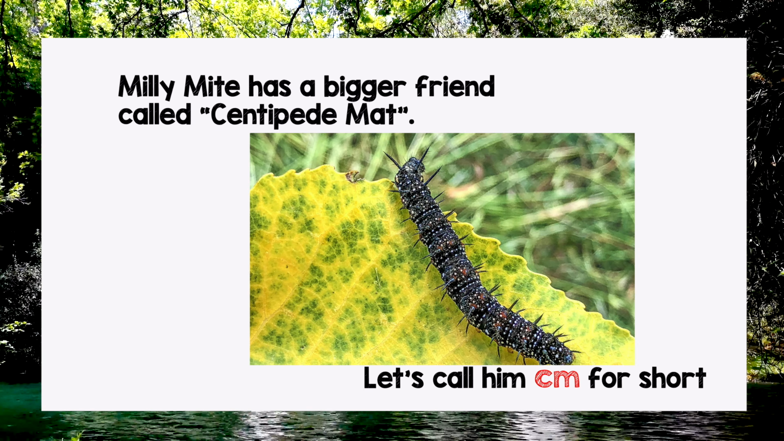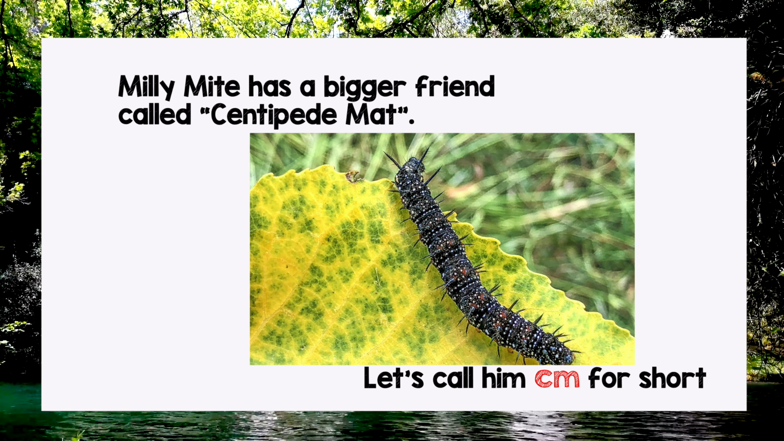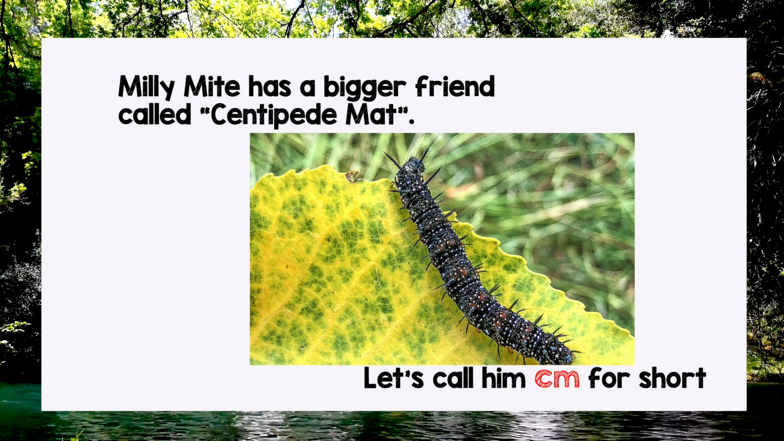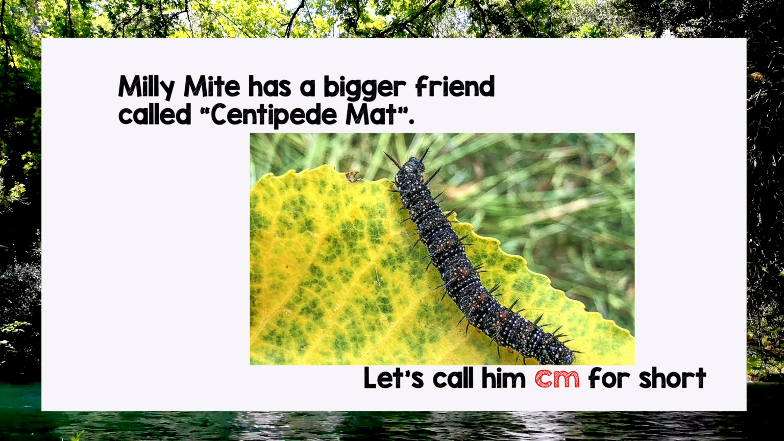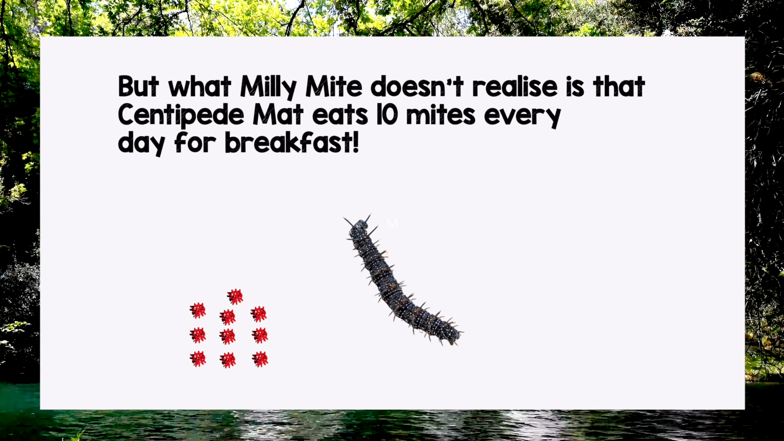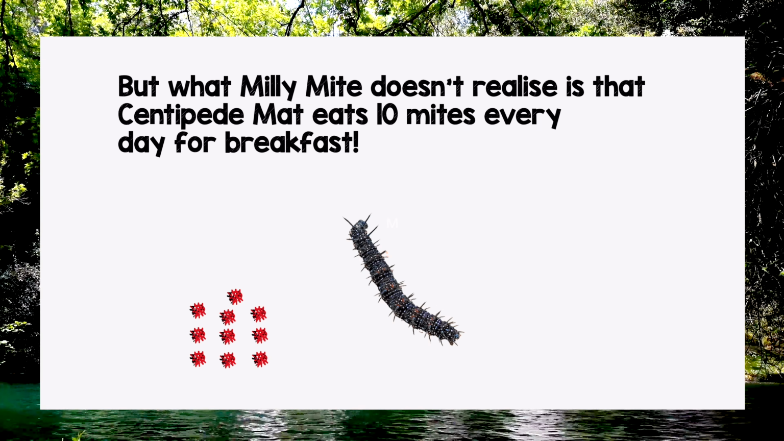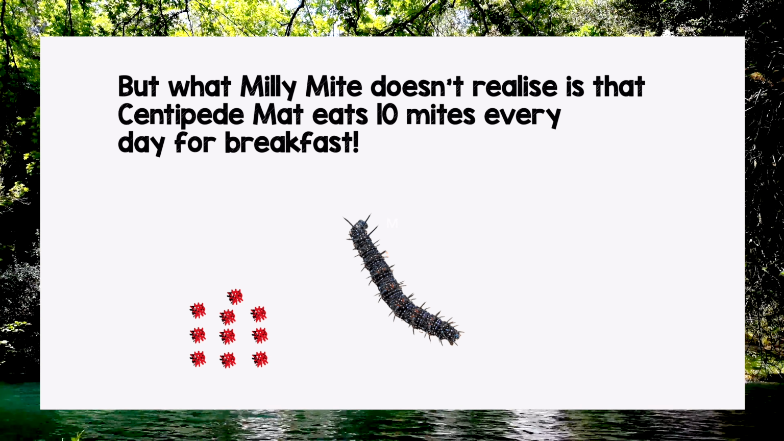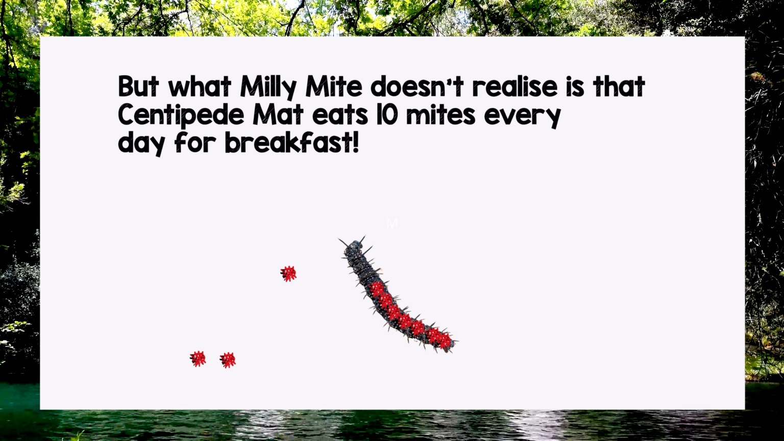Now, Millie Mite has a bigger friend called Centipede Matt. He wriggles around on his leaf. Let's call him CM for short. But what Millie Mite doesn't realise is that her friend Centipede Matt eats 10 mites every day for breakfast.